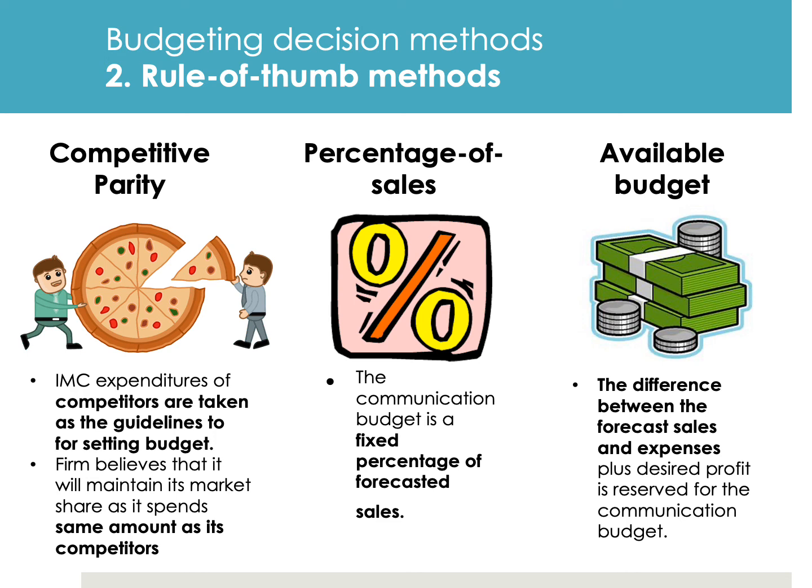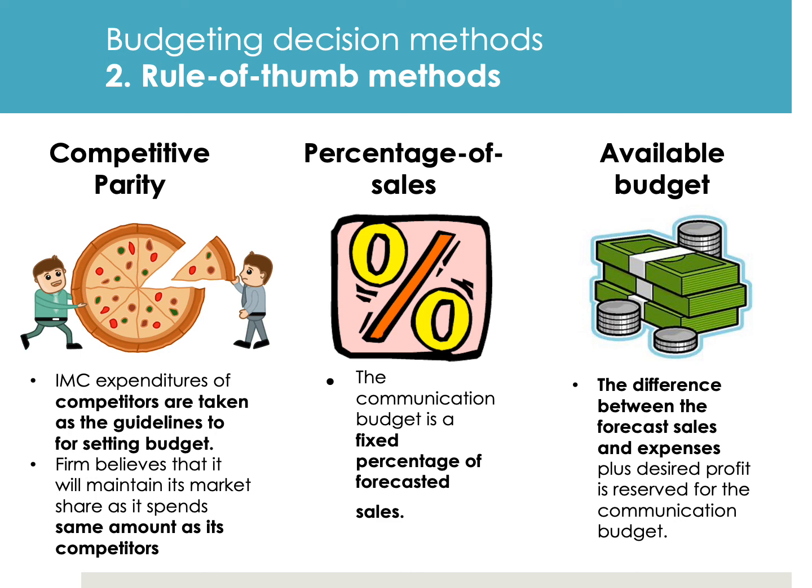And in the available budget method, marketers forecast their sales and expenses, excluding communication, during the budgeting period. The difference between the forecast sales and expenses plus the desired profit is reserved for the communication budget. That is, the communication budget is the money available after operating costs and profits have been budgeted. Although these rule of thumb methods are easy to implement, they have various limitations.